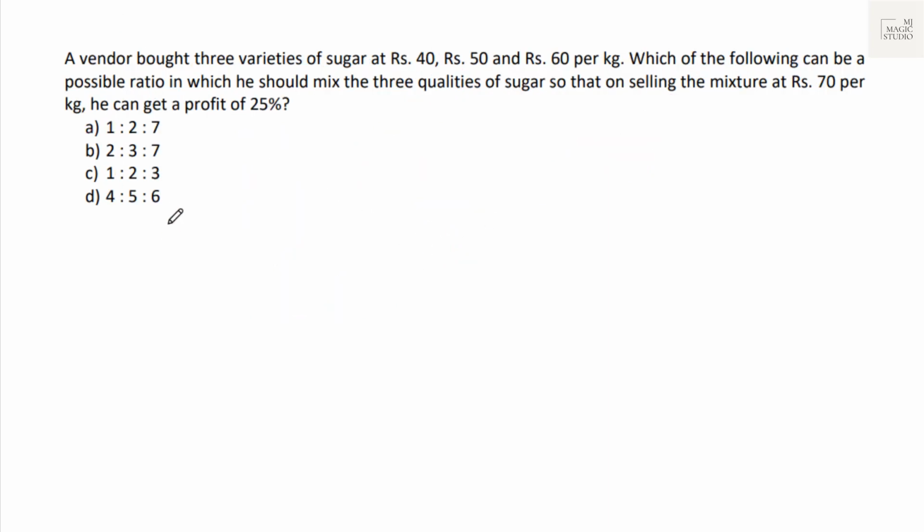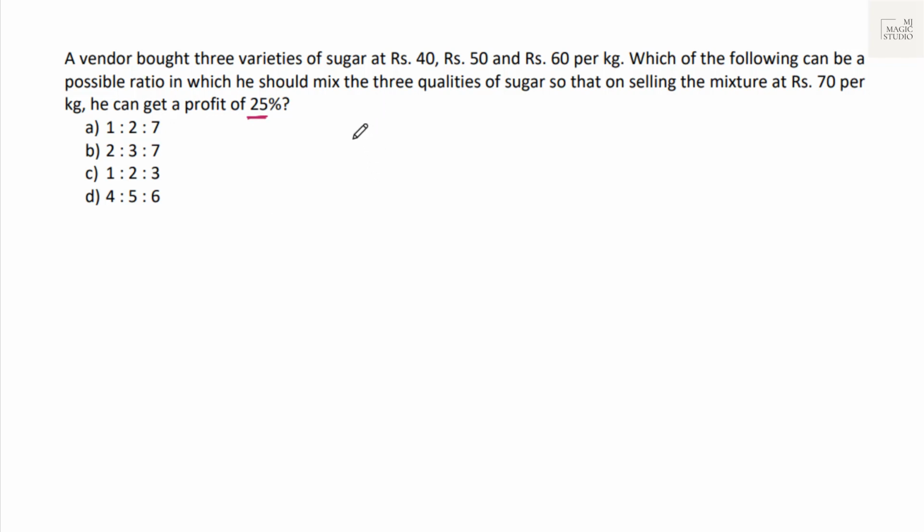Again a very popular take, where more than 3 varieties are taken and mixed. A vendor bought 3 varieties of sugar at rupees 40, rupees 50 and rupees 60 per kg. Which of the following can be the possible ratio in which he should mix the 3 quantities of sugar so that on selling the mixture at 70 per kg, he gets a profit of 25%?